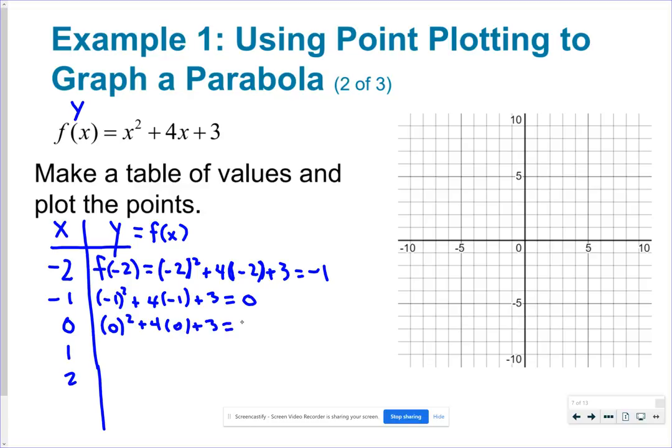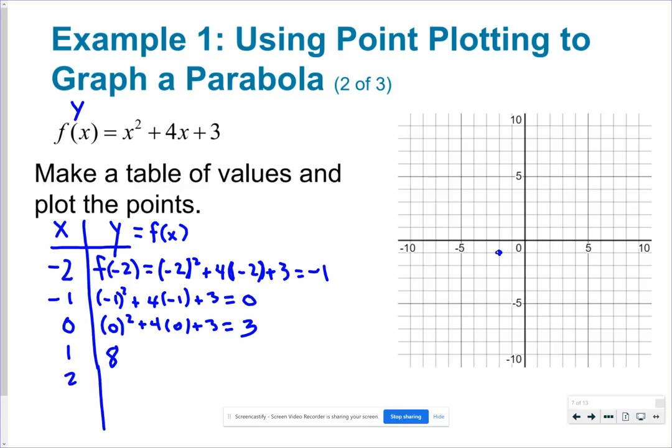And we get 0 plus 0 plus 3, which is 3. I'm going to let you work on the 1. You plug in the 1, we get 8. I'm not going to go to the 2 because that's just going to go higher. Let me plot these points to show you what we're looking at.